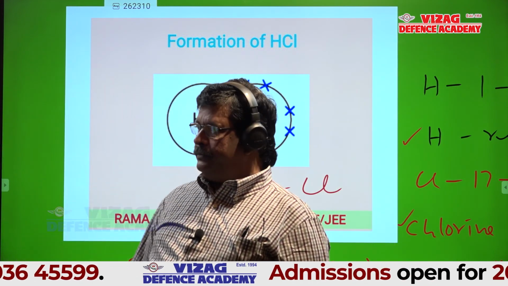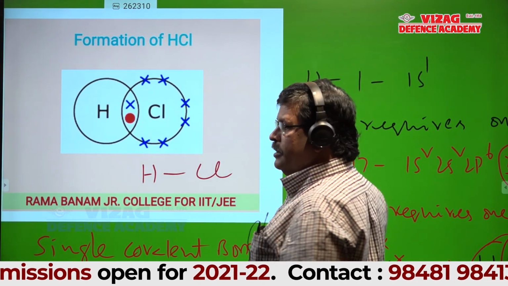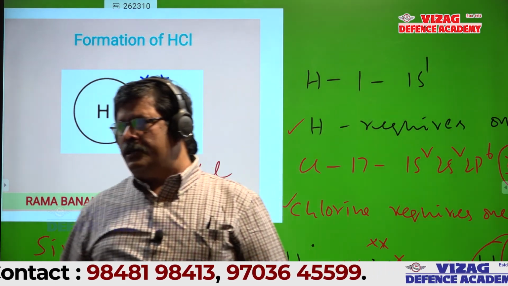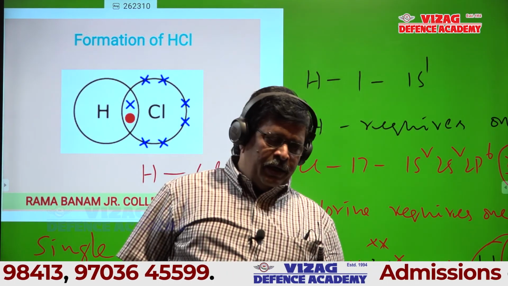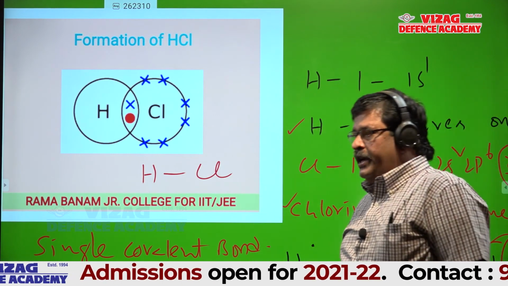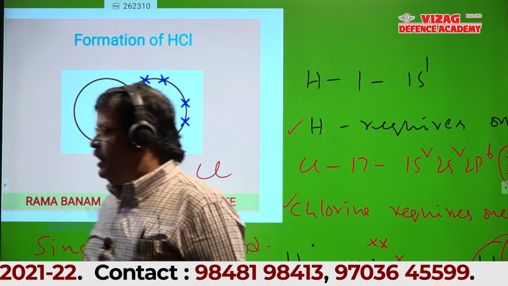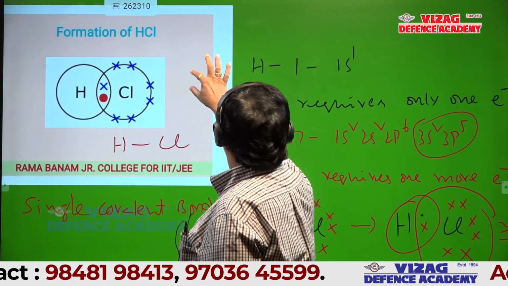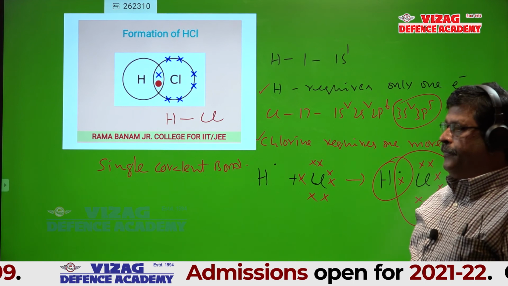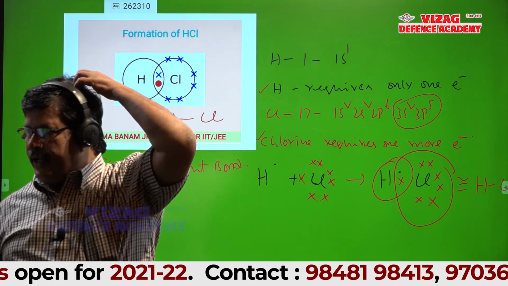Sir, hydrogen requires only one electron. Yes, because hydrogen has one electron. The nearest noble gas of hydrogen is helium. Helium has 2 electrons. So hydrogen should gain 1 electron to attain duplet configuration. That is the reason why hydrogen requires 1 electron. Is this okay?